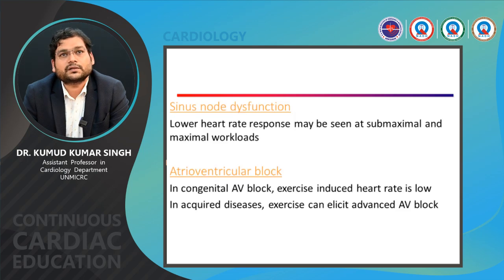In sinus node dysfunction, a lower heart rate response may be seen at submaximal and maximal workloads. In atrioventricular block, in congenital AV block, the exercise-induced heart rate is low. In acquired disease, exercise can elicit advanced AV blocks.